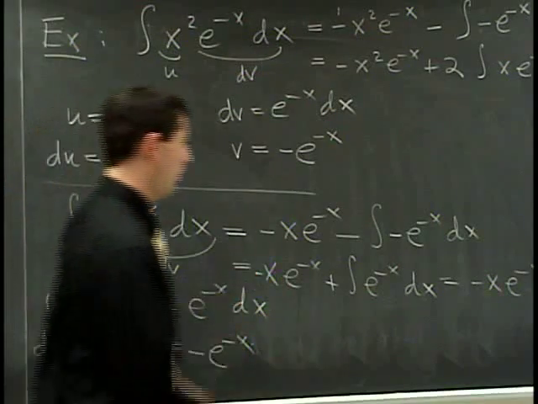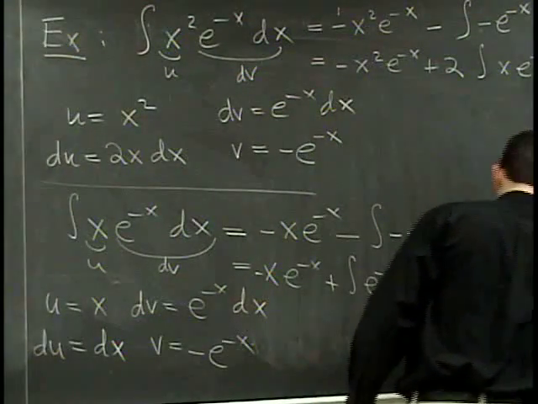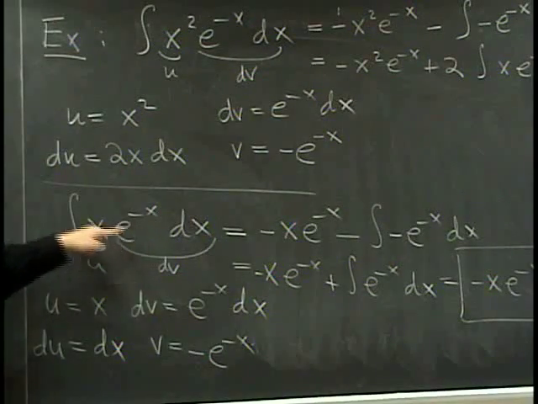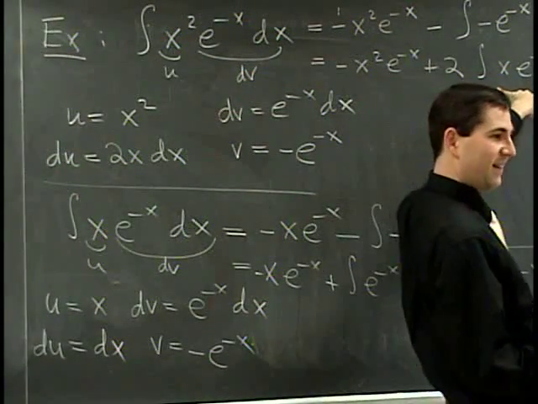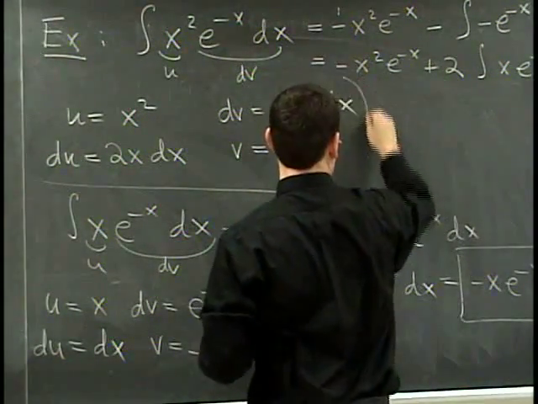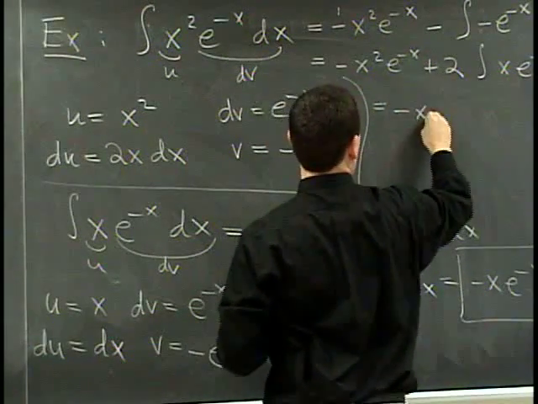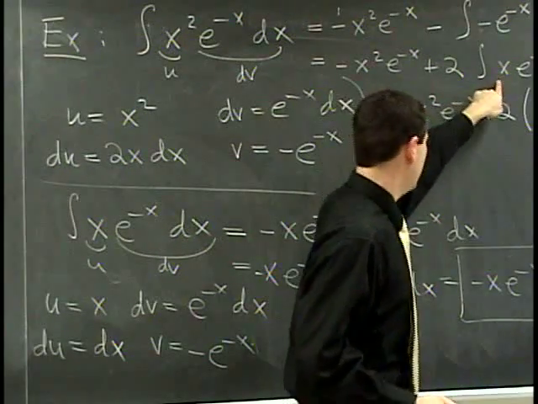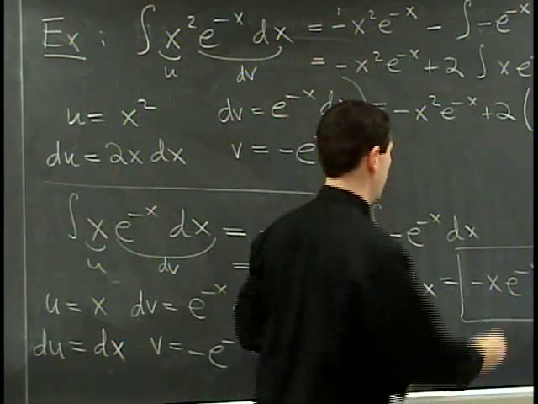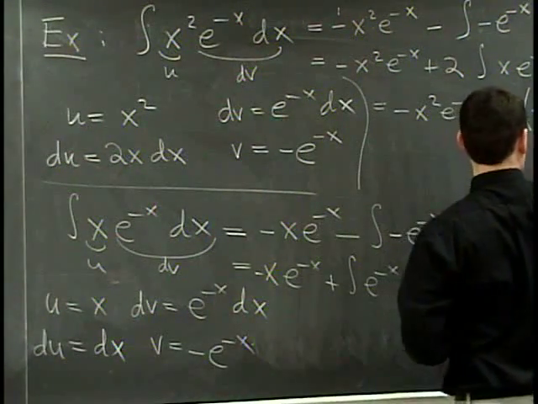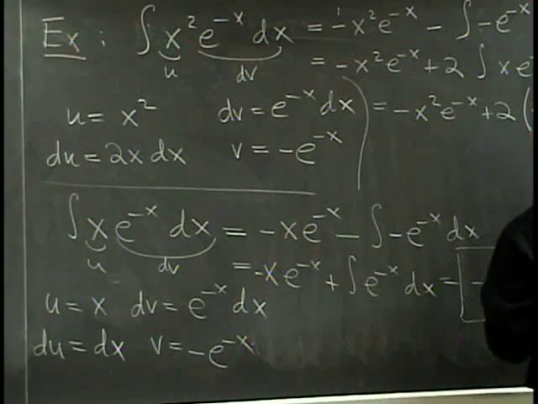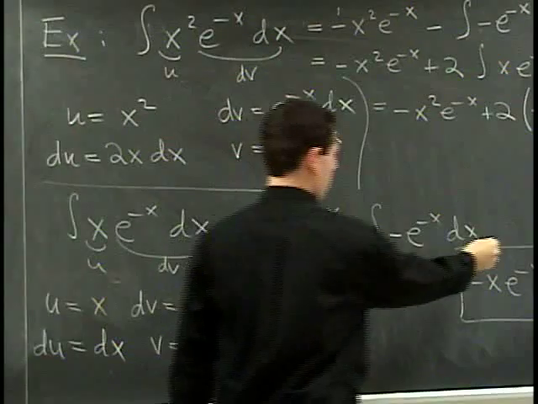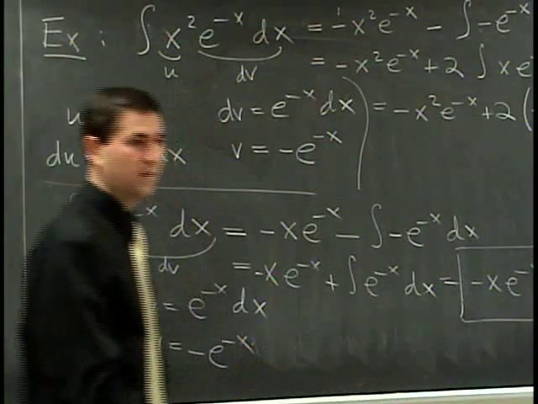Good. So now we can take this, which remember, this came from this integral, which we pulled out of here. So we have to plug it all back in. This becomes minus x squared e to the minus x plus 2 times, okay, now this integral evaluated to this. Minus x e to the minus x minus e to the minus x plus c.